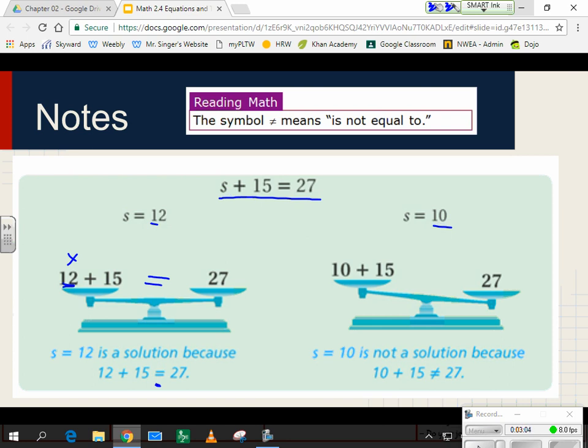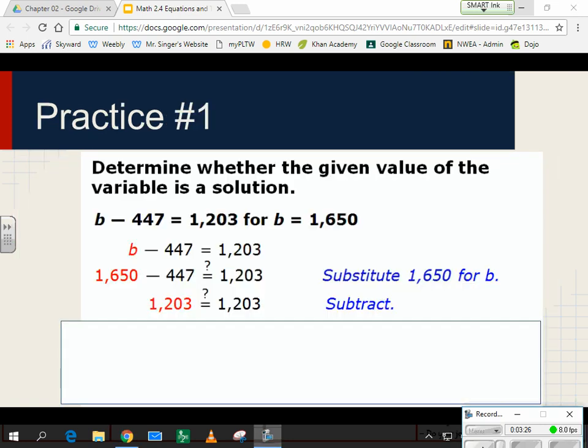Sometimes it will say plug and chug a number like 10. Well, if we put 10 in for x, 10 plus 15 is not 27, it's actually 25. That will mean it's not equal to, and you say not a solution. So we're going to have a couple problems like that where we're going to look at whether it's a solution or not a solution, simply by plugging and chugging and seeing what we get. All right, I want to go through a few practice problems with you where you can see how this plugging and chugging will tell us if we have a solution or not.